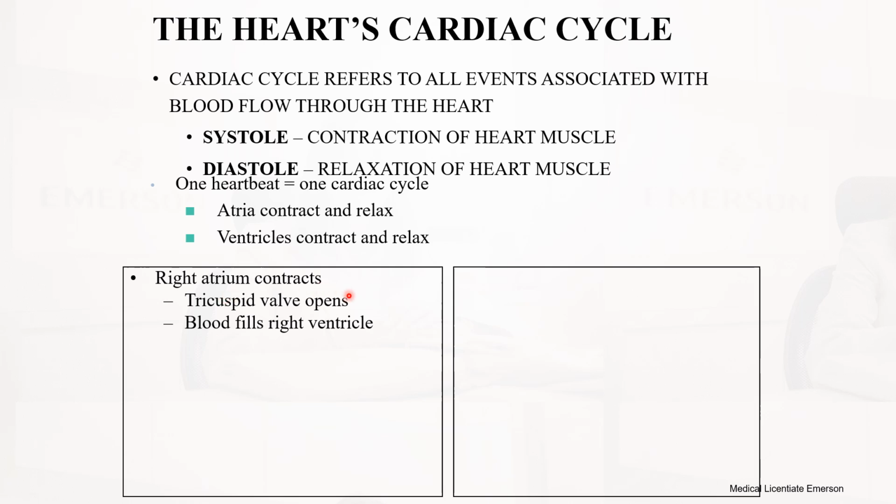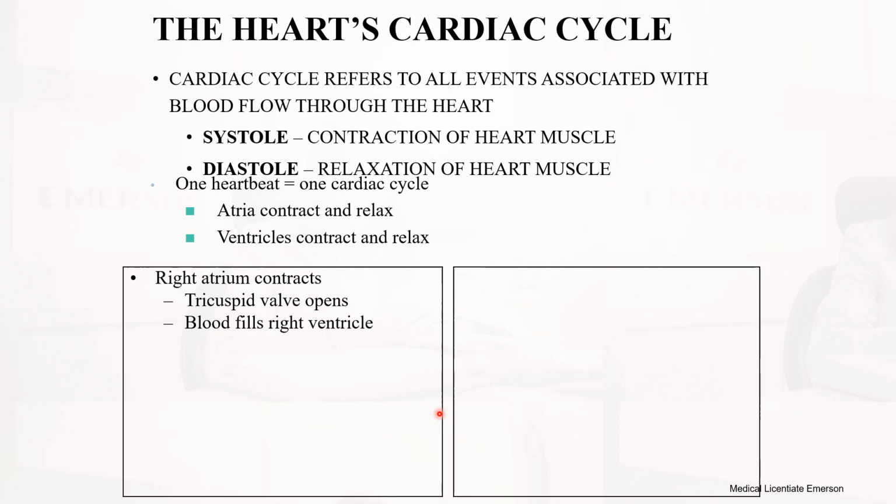Then in the right atrium, when the right atrium contracts, the tricuspid valve opens, and blood fills the right ventricle. Then the right ventricle contracts, the tricuspid valve closes, then the pulmonary valve opens, and the blood flows into the pulmonary artery. Okay, that's what's going to happen.